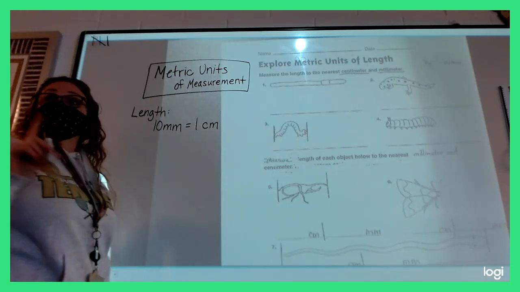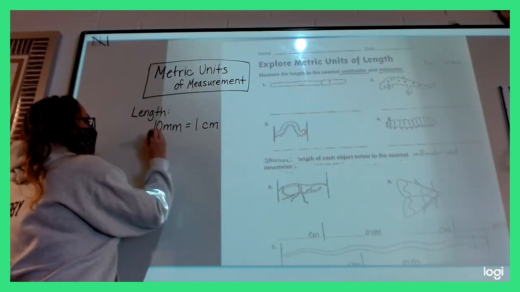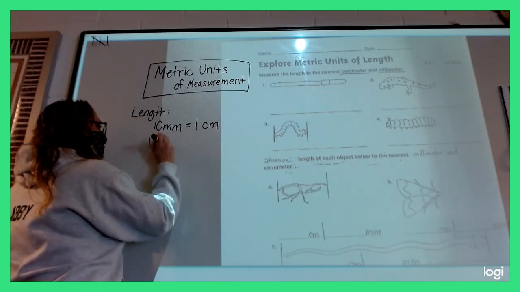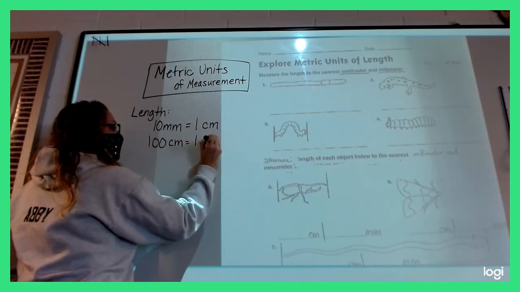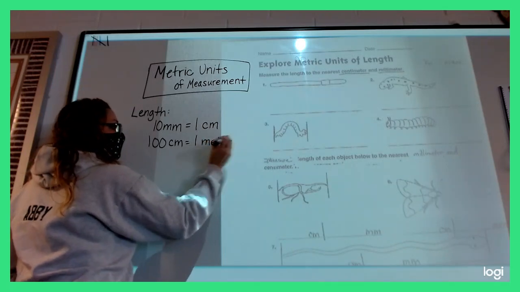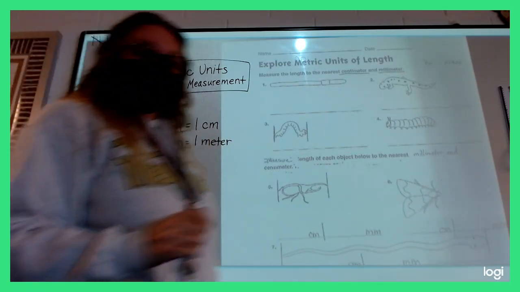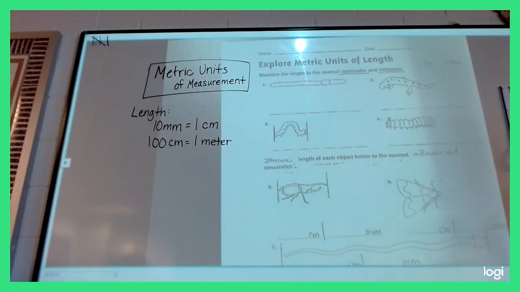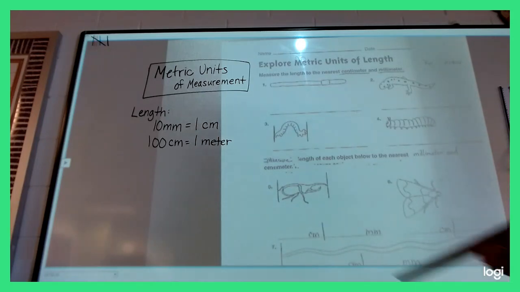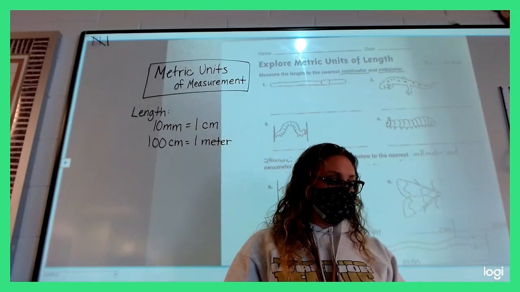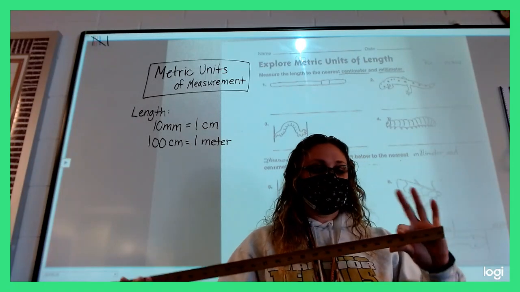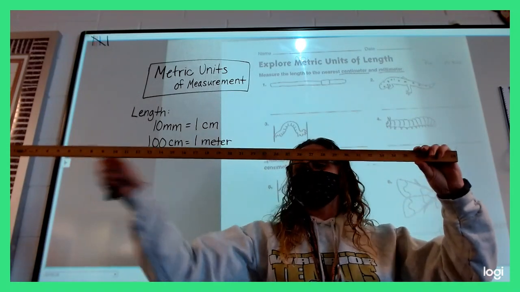All right, there's one more thing we need to learn. There are 100 centimeters in 1 meter. 100 centimeters and 1 meter. So finally, today is the day. I've been telling you all along, I don't have a yardstick, but this is a meter stick. A yardstick would be 36 inches long, so it would be cut off right here. So it's about the same length.